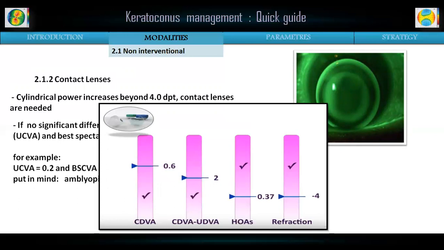Contact lenses are indicated if we have corrected visual acuity less than 0.6 and the difference between corrected and uncorrected visual acuity less than 2. And in case of high order aberration, the RMS more than 0.37 or the refraction more than -4.